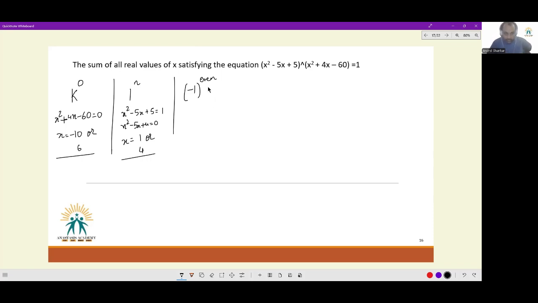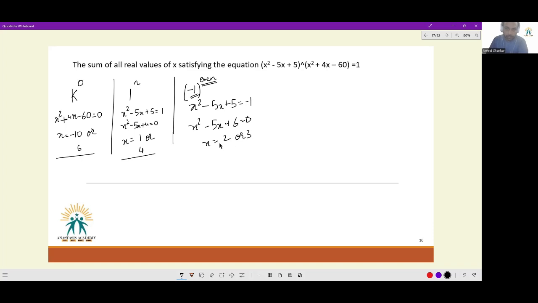Now in the third iteration, when we are checking this expression, x square minus 5x plus 5 has to be equal to minus 1. So when it comes over here, we get x square minus 5x plus 6 is equal to 0, which gives us x is equal to 2 or 3. But you have to be very, very careful. Remember, it wasn't just that this had to be minus 1. You also needed to ensure that the power is even.